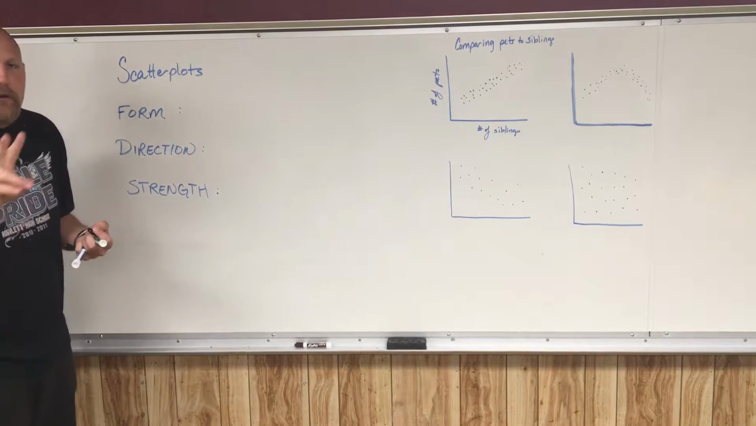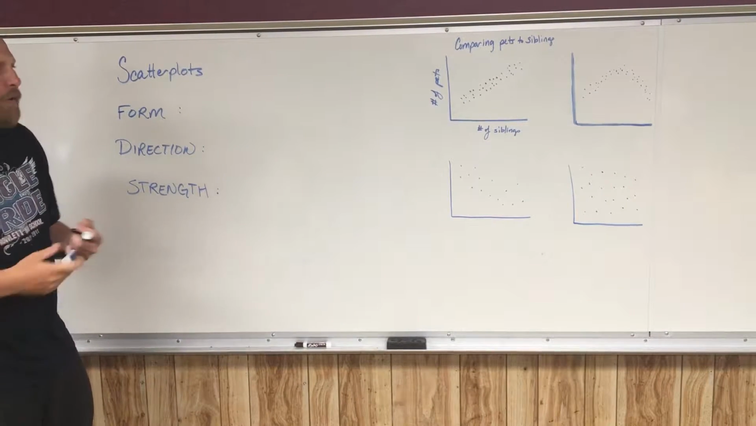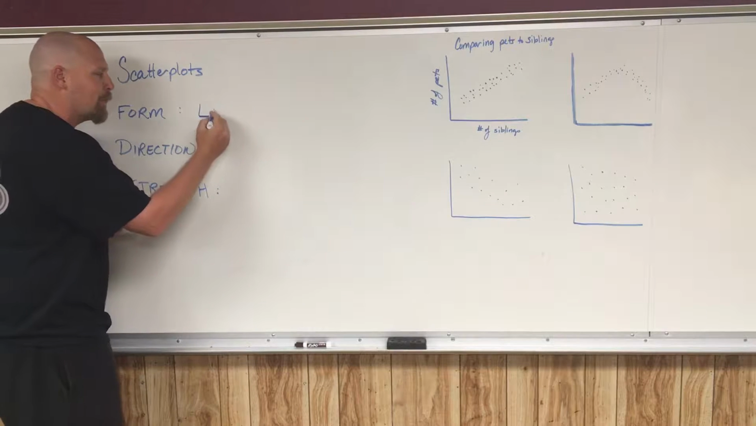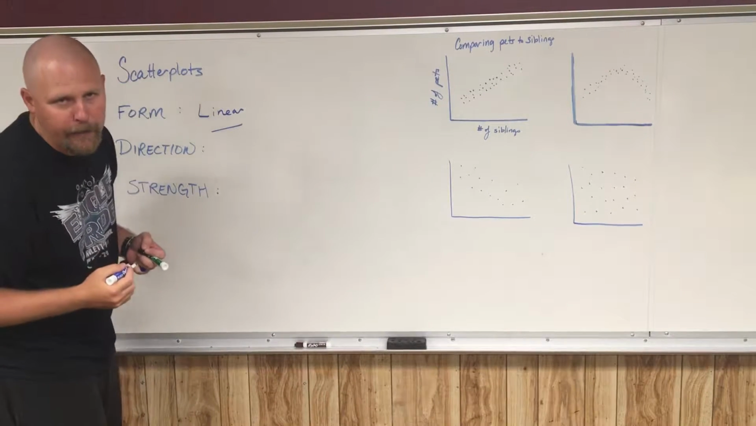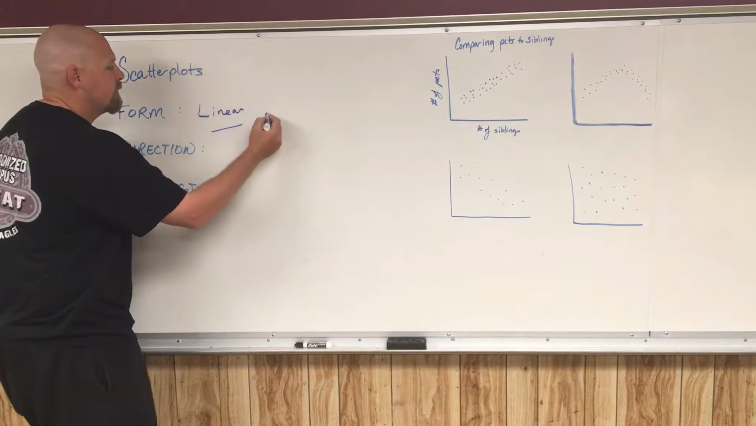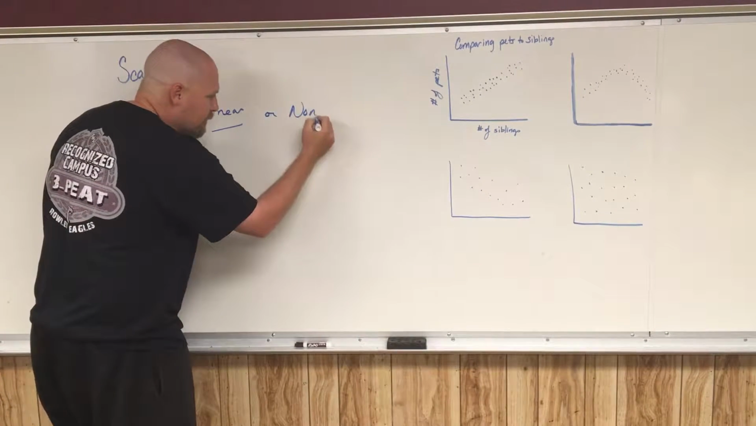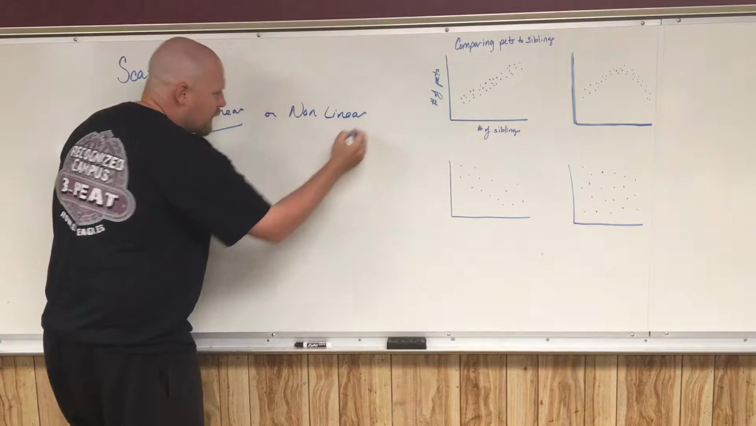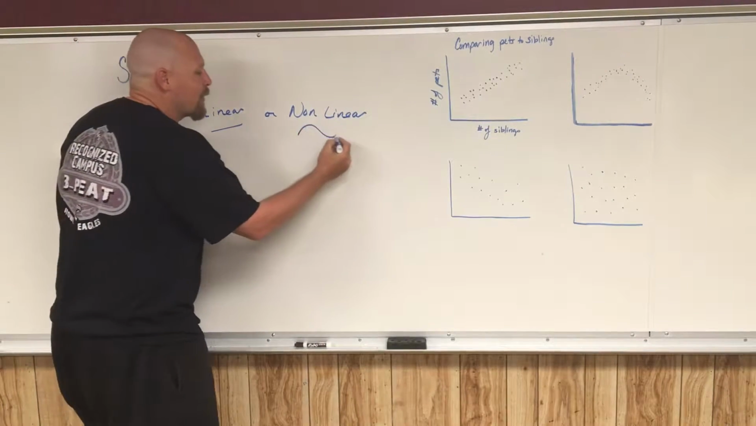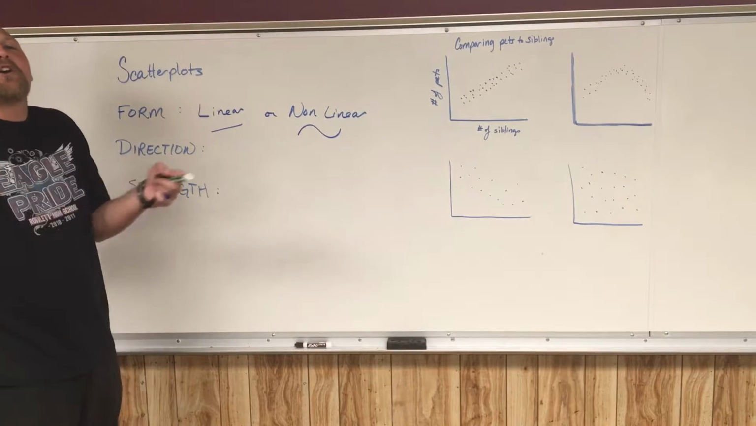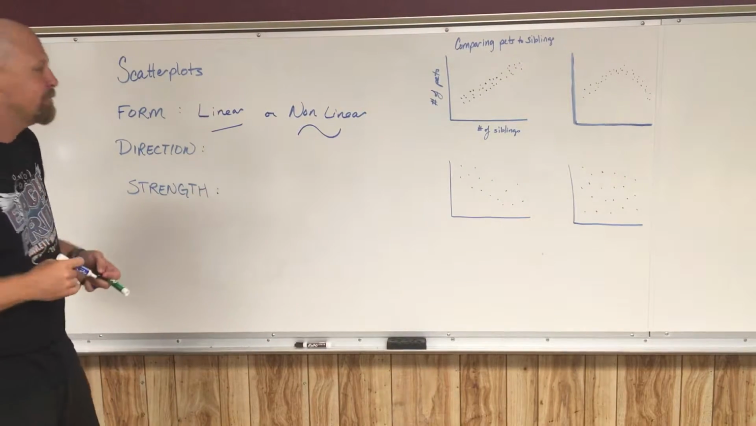When we talk about form, there's only two types of forms we're going to really be concerned about, okay? We're going to be concerned about linear form. Linear is a straight line. Or non-linear. That means not a straight line. We're actually going to call it maybe a curve. Okay? It'll be a curve, not a line.